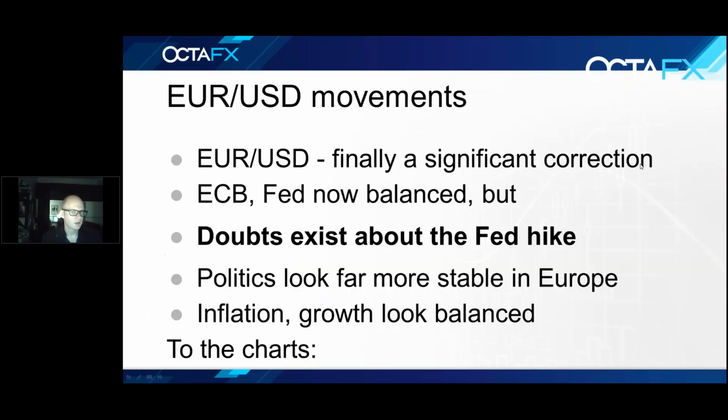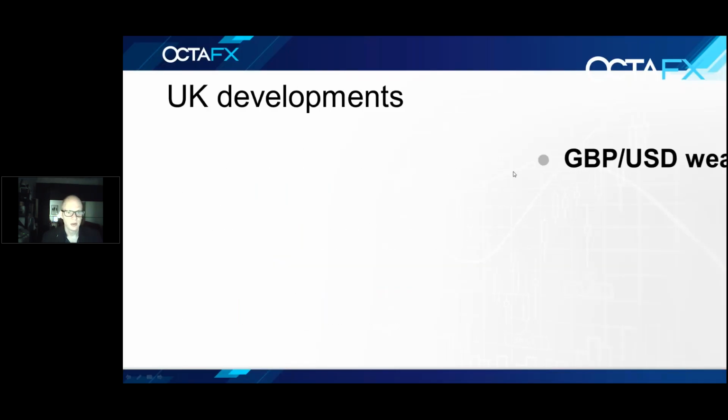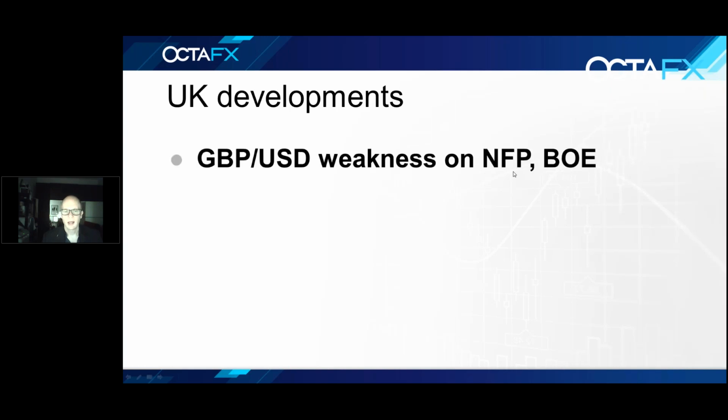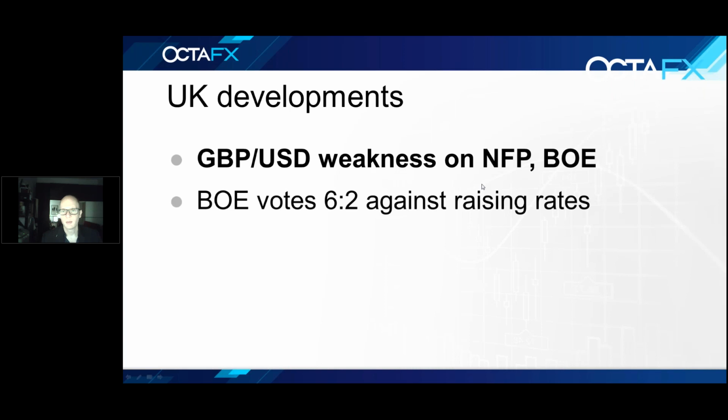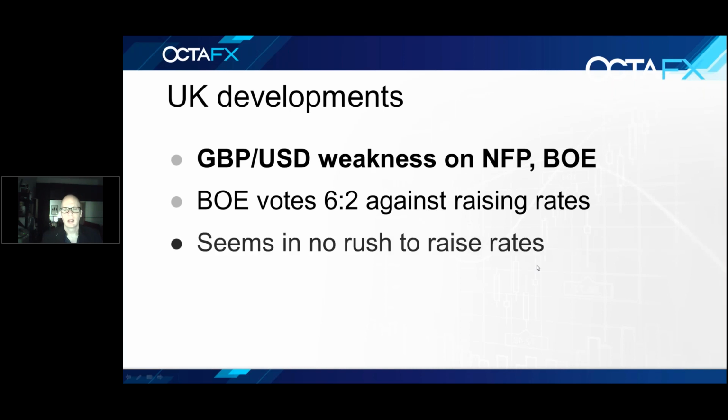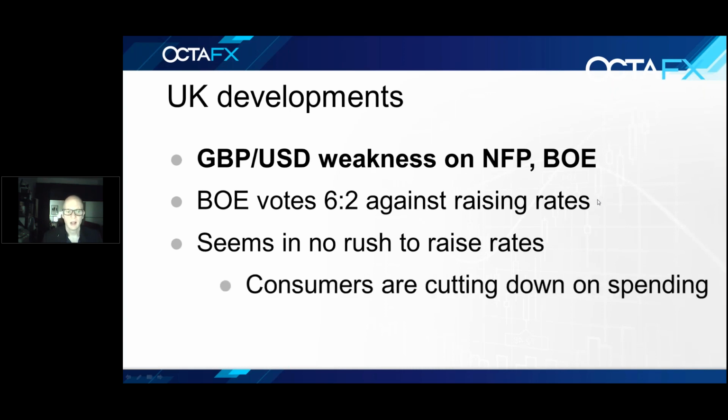Okay, let's continue. We talked about the euro. Let's move to the UK. So we had the pound losing ground because of the dollar strength on front payrolls, but also because of the Bank of England. The Bank of England voted against raising rates by 6 to 2. That was basically as expected, but perhaps markets wanted to see a bit more hawkishness after the hawkish speech by Mark Carney in Portugal a month ago. The Bank of England seems in no rush to raise interest rates, so that was a bit more dovish. That hurt the British pound.